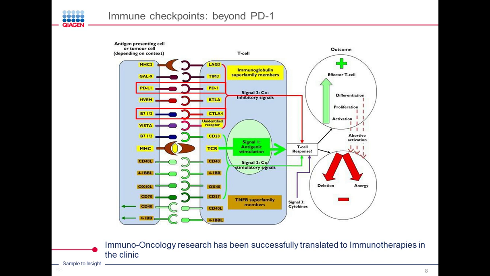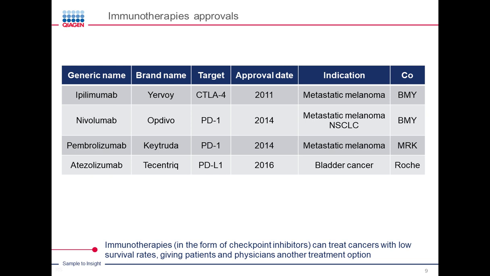And there are a lot of other immune checkpoints, but for the sake of this presentation, I'm using only PD-L1, the interactions between PD-L1 and PD-1 as an example of this immune checkpoint. And again, immuno-oncology research has been successfully translated to immunotherapies in the clinic simply because we understand how the receptor, let's say PD-1 and the ligand PD-L1 interact and lead to the inactivation of T cells.